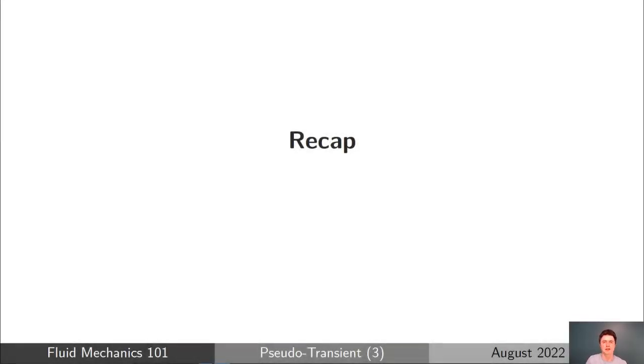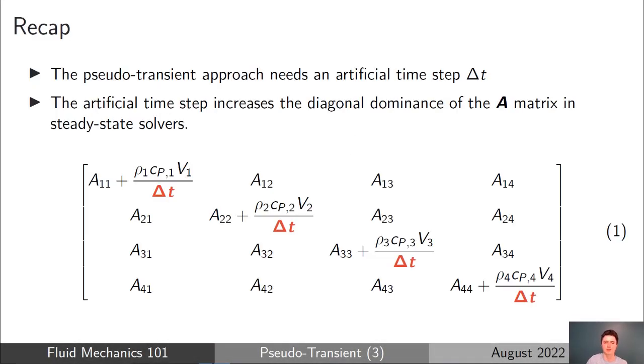So, kicking things off with a quick recap of what we talked about in part 1 and part 2, the pseudo-transient approach is a method that's used to stabilize steady-state CFD calculations. And the way it carries out this stabilization is by adding an artificial term to the diagonal of the A matrix in the steady-state matrix equation, and also an additional source term to the right-hand side of the matrix.